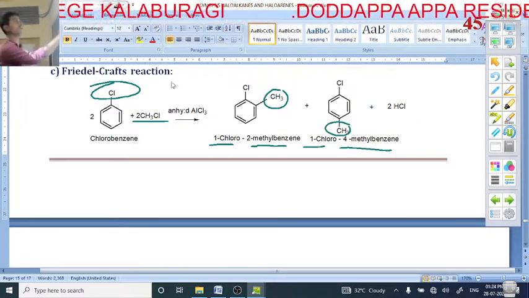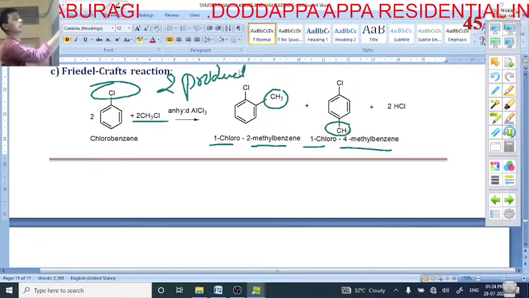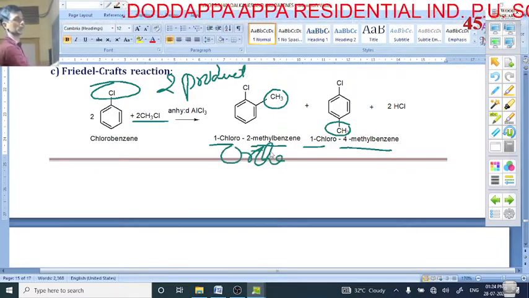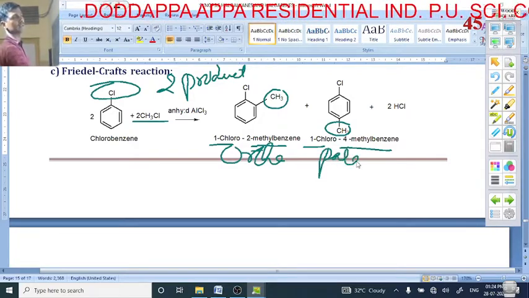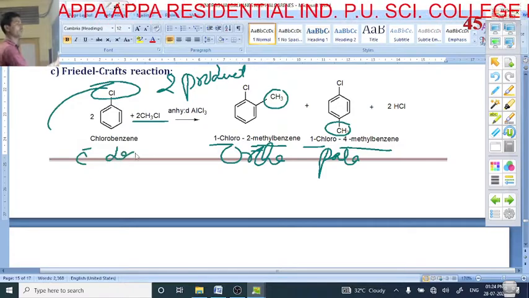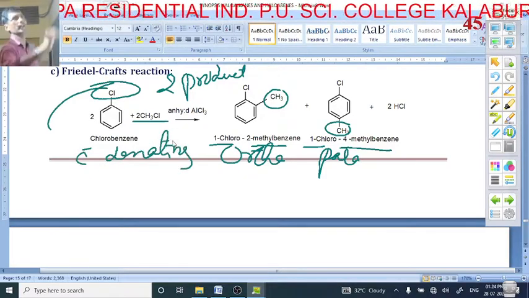Always it gives how many products? It gives two products. One is the ortho product, and the other is the para product. Why does it give two products? Because Cl is electron donating. Yes. Next.